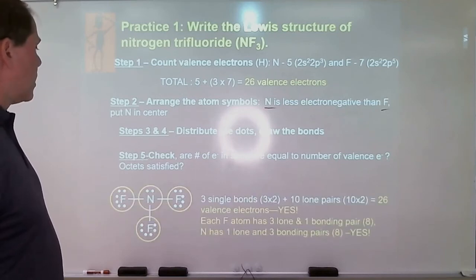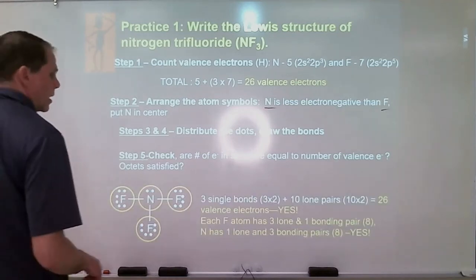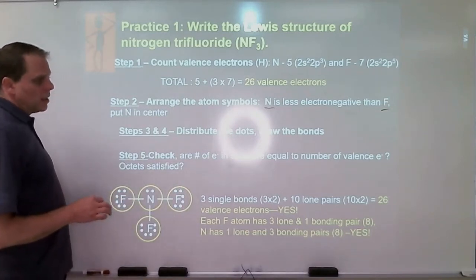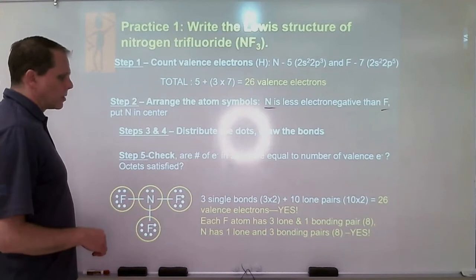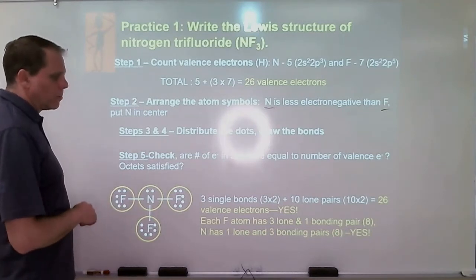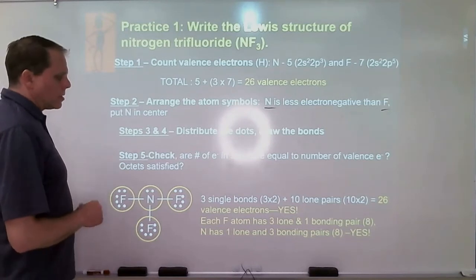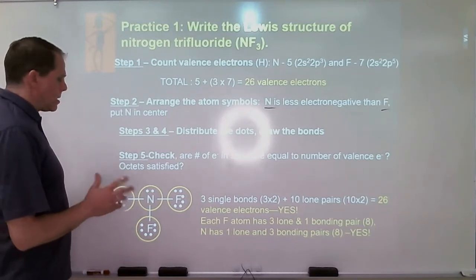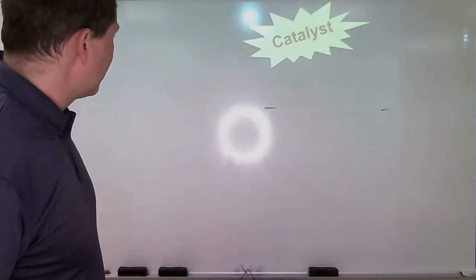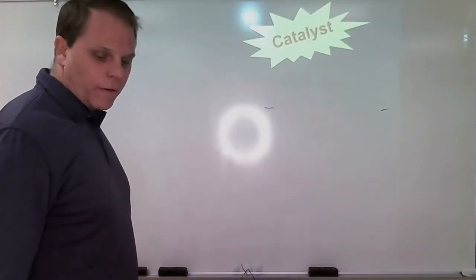All right, so again, we have 3 single bonds. We have 10 lone pairs. That's 26 total electrons. Yeah, and fluorine has 3 lone and 1 bonding pair. 8. Nitrogen has 1 lone and 3 bonding pairs. 8. Yep, everything's good. All right, so we did it. Did you try it on your own? Did you get it right? Let's see what I can have on the next one.